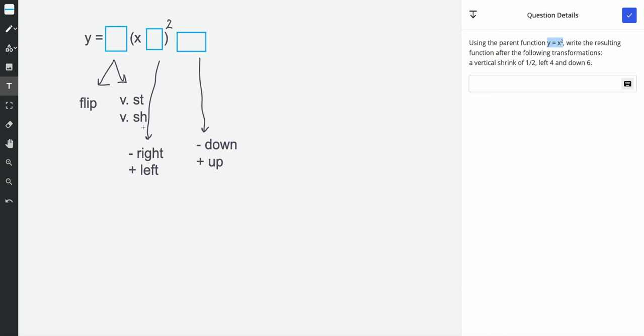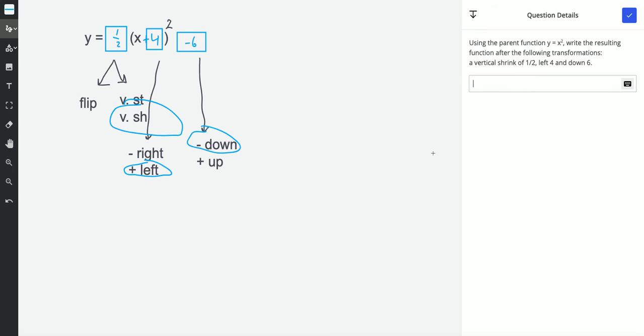And it has a vertical shrink of 1/2. So it has a shrink, so that's an A, so it's going to be 1/2 there. And then it goes left 4, so it's going to be a +4. And then down 6, that means minus 6.